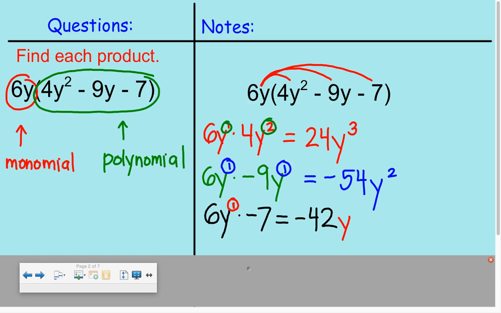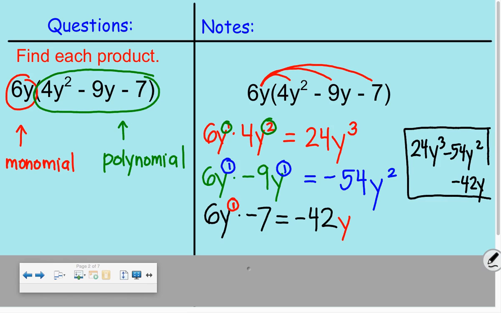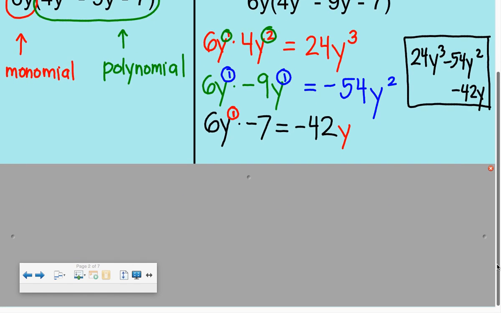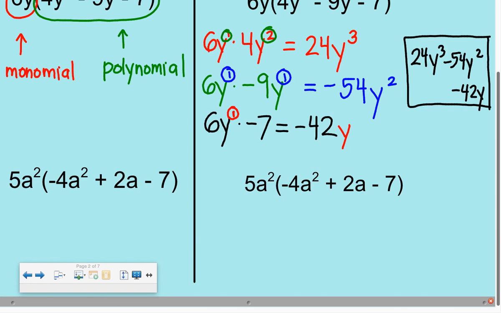Then you can write your answer. So 24y to the third minus 54y squared minus 42y. And that should be all in one row. I just ran out of space there. But 24y to the third minus 54y squared minus 42y. All right, let's try that again.